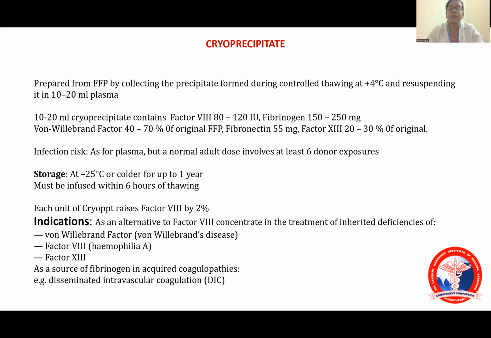Each unit of cryoprecipitate raises factor 8 by 2%. What are the indications of cryoprecipitate? Mostly, they are used as an alternative to factor 8 concentrate in the treatment of inherited deficiencies of von Willebrand disease, of factor 8 deficiency that is called hemophilia A, or factor 13 deficiency. As a source of fibrinogen, it can also be used in acquired coagulopathies, for example, DIC.